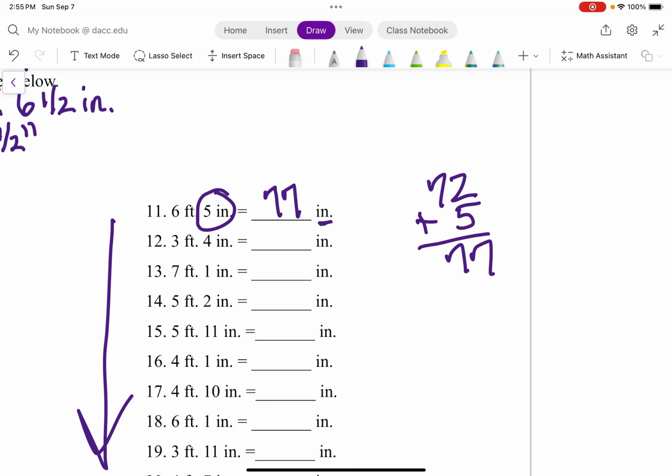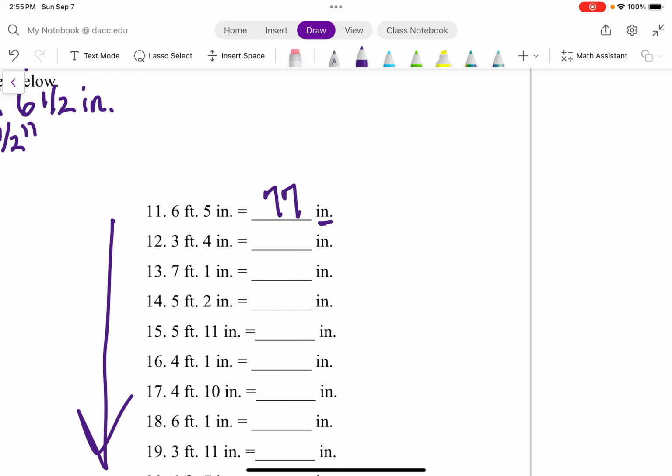That's 77. So that chart could be very helpful for you to write on your exam when you're being tested on these things. Let's do another one. We have 3 feet 4 inches. So once again, we have to convert the total number of feet we have into inches.